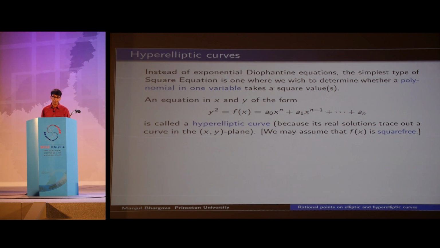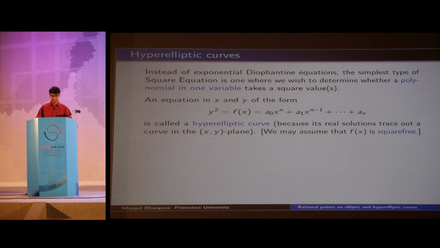And when we're looking at such equations, y squared equals f of x, I just want to say that it suffices in these kinds of questions to assume that f of x is square free, that it doesn't have multiple roots. Because if f of x had a square factor, you could absorb it into the y squared, and then solve that equation. So you can always assume, and I'm always going to assume in this lecture, that f of x is a square free polynomial. It doesn't have multiple roots.